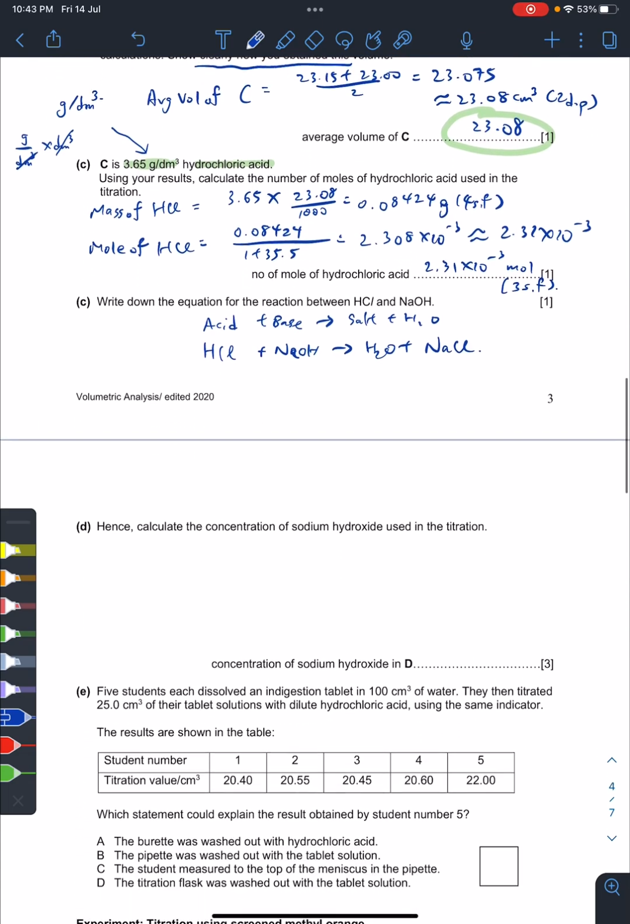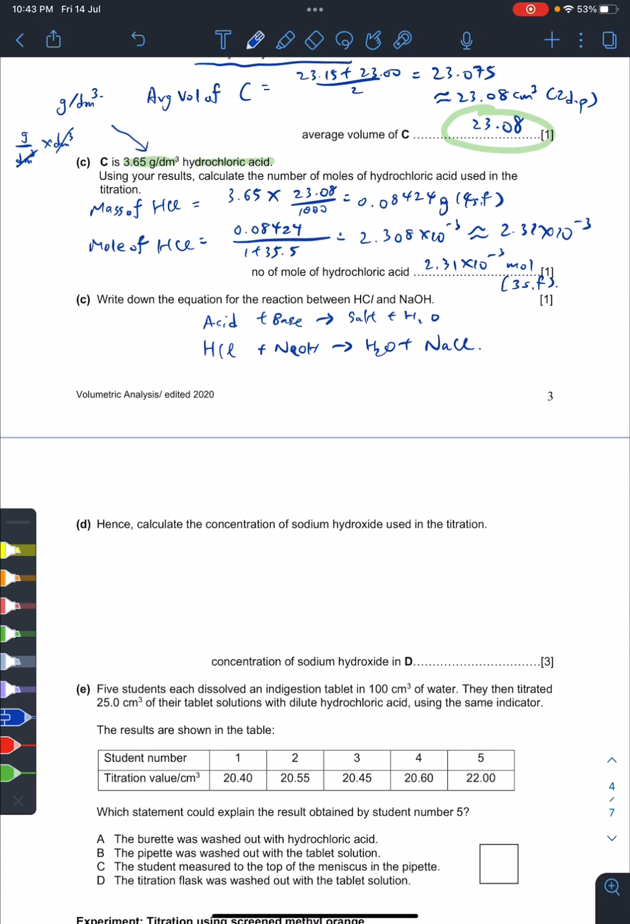Next one, now you can find the concentration. Okay. You see, they use the word hence. You know hence means you need to use the previous part, right? Then you use the previous part, use this to continue. Essentially, mole ratio, yay! So mole, 1 HCl is to 1 NaOH, right?